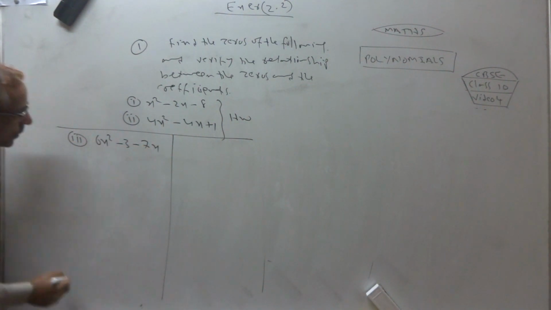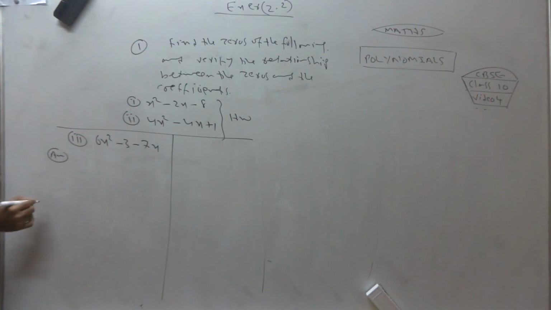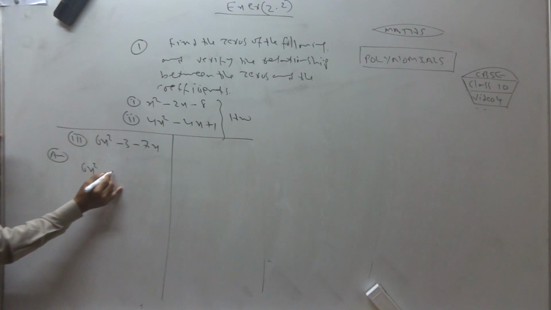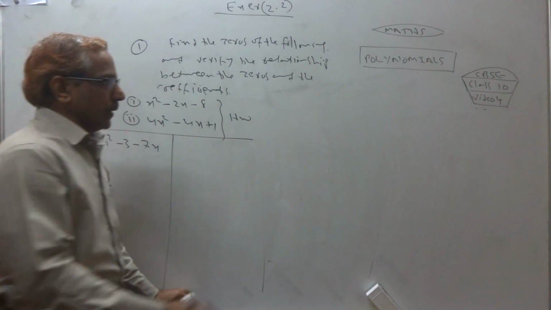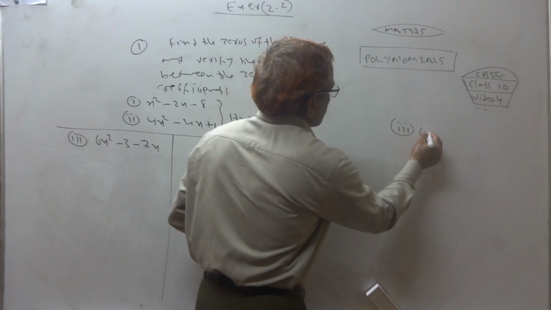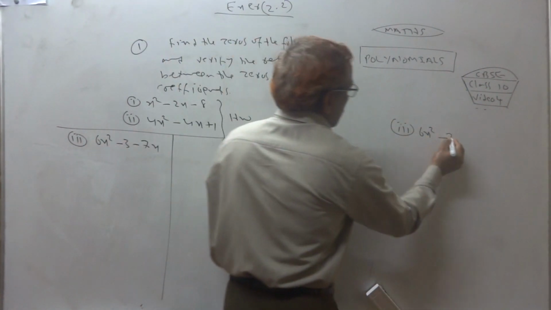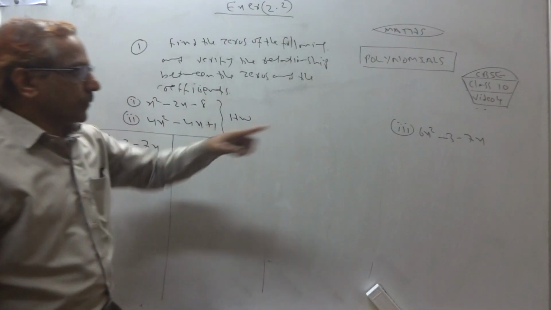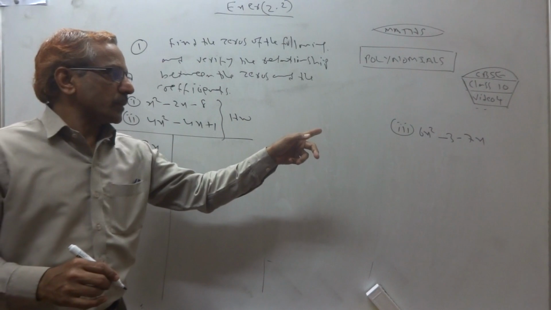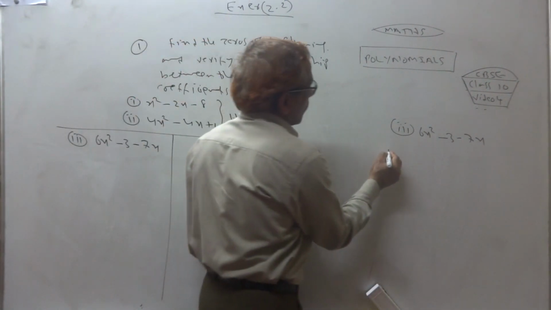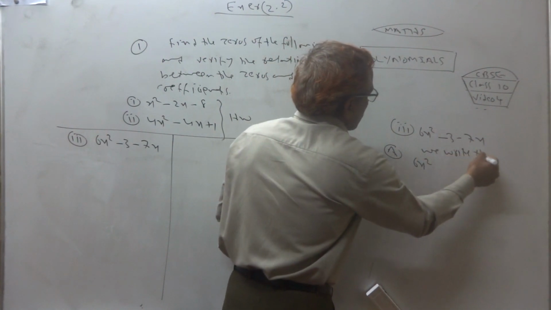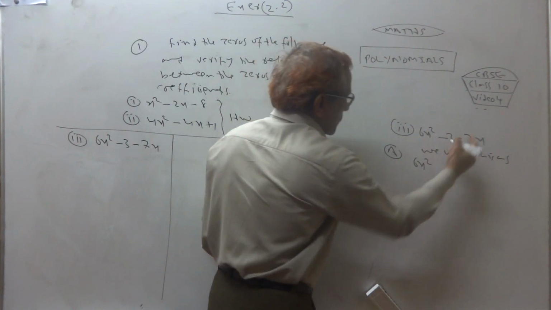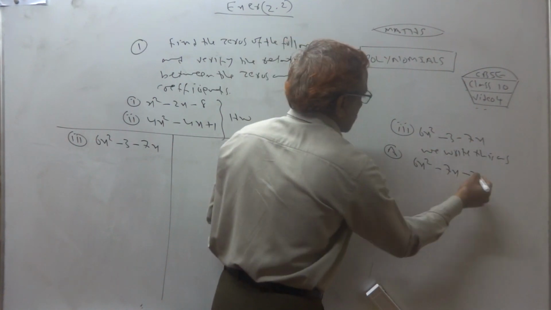Okay. So what do we do for this question? These two are homework. So first you write in order, you know. This third I am doing here: 6x square minus 3 minus 7x. First thing, see, it's not in order. After x square, x should be there. You write it in order first. 6x square, after that 7x and 3, like this, is equal to 0.